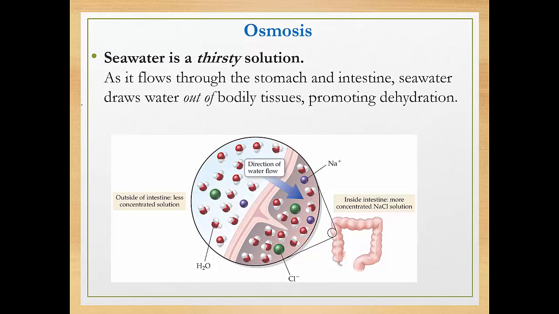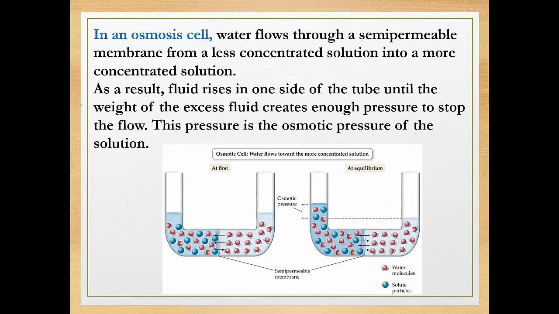Well, seawater is what we call a thirsty solution in terms of osmosis. It's high in dissolved solutes, in particular salt. So if you drank seawater and it flowed through your body, the stomach and intestines, what happens is you have a higher concentration of salt in the seawater. It's trying to lower its concentration, so it needs solvent. It's going to draw that solvent, that water, out of your bodily tissues. So instead of hydrating you, it's dehydrating you. It's drawing the water out of you. And we can actually use that idea.